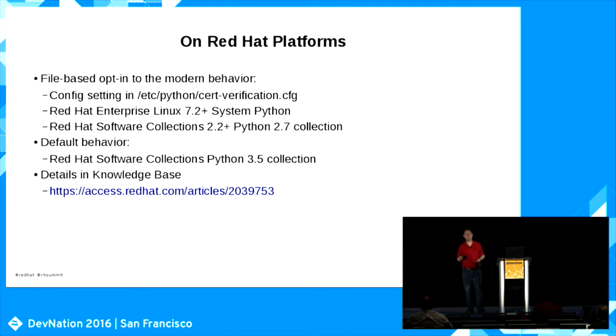So in backporting this change to Red Hat, we actually did it slightly differently from the way upstream did. And we actually have a file-based opt-in to configure the behavior. It's a config setting in a file. There's a knowledge base link that gives all the details for how this works. And so you can opt into this automatic certificate verification, but it's still off by default because there are people with systems where they're relying on this ability to access self-signed certificates, and to not necessarily have the current system configured with their internal CA details.